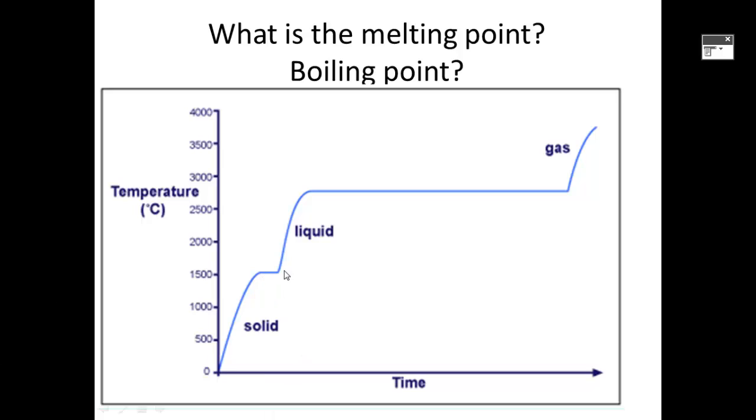Our melting point and freezing point is going to be where we have our first level off. I'd estimate this to be about 1550 degrees Celsius for my melting point, and if you look at your graph, about 2700 or 2750 degrees Celsius for my boiling point. Now you can interpret that in all of these heating curves.